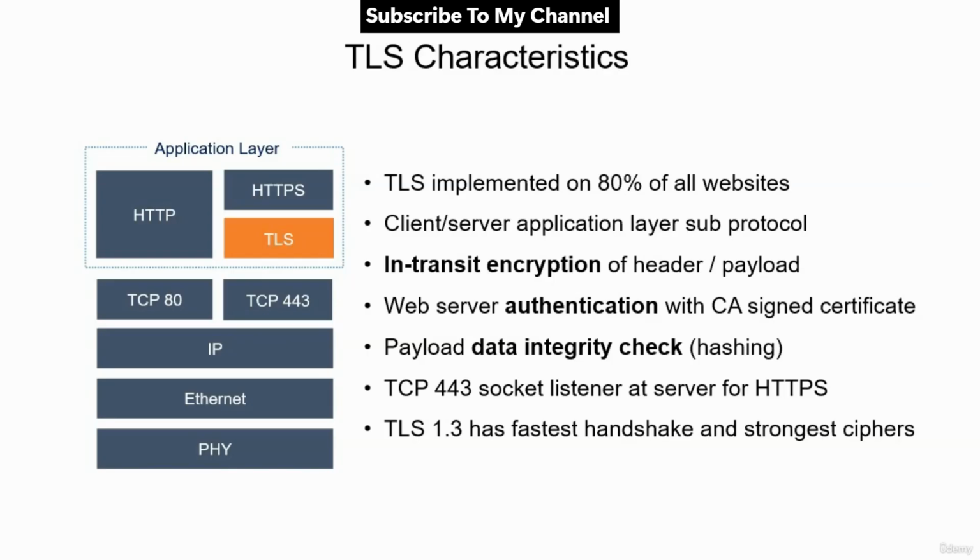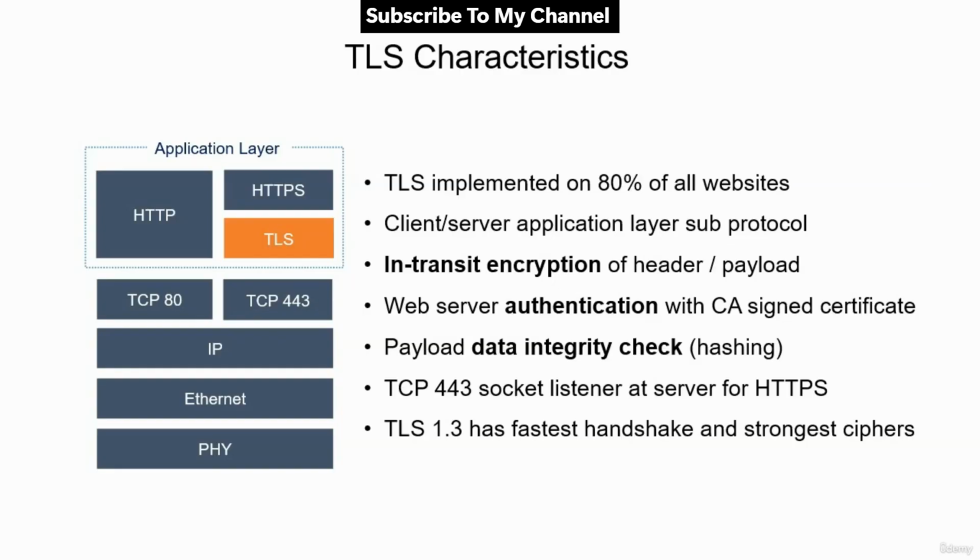The third service is called data integrity check. This is done with a hashing protocol, usually SHA or HMAC. What this does is make sure that any payload that arrives hasn't been tampered with. It's uncorrupted. It hasn't been changed in transit. So that's another key aspect that TLS provides.